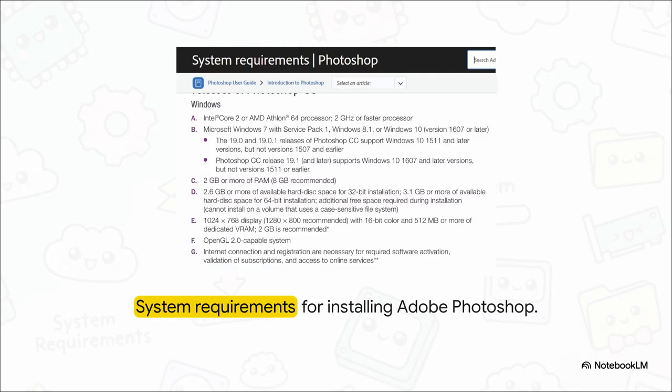Look at the RAM requirements. 2 gigs is the bare minimum, but they strongly recommend 8. They even need over 3 gigs of hard disk space just for the installation. It is literally the ultimate gatekeeper's checklist in action.